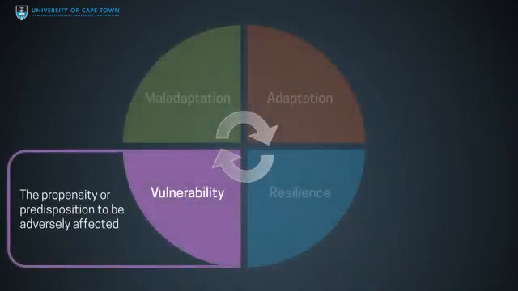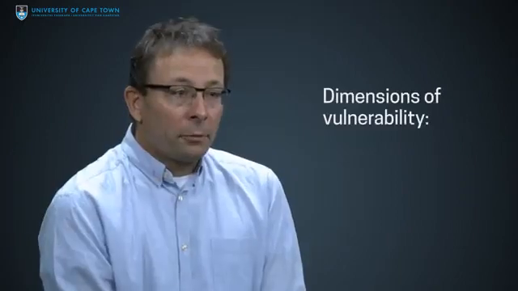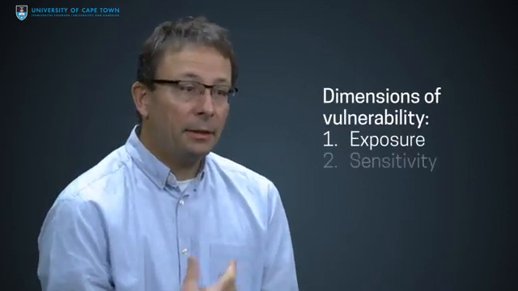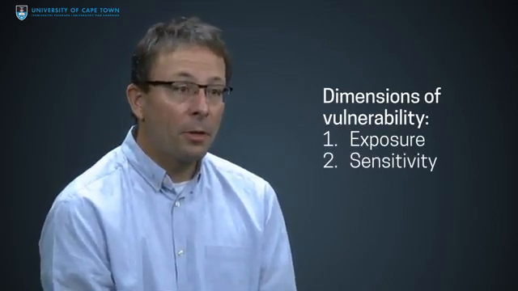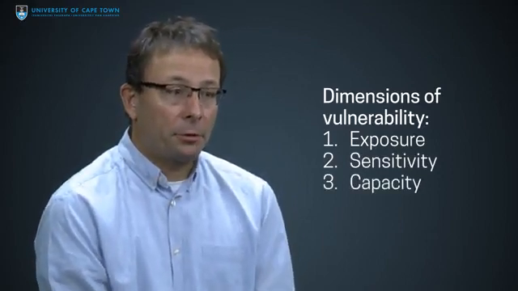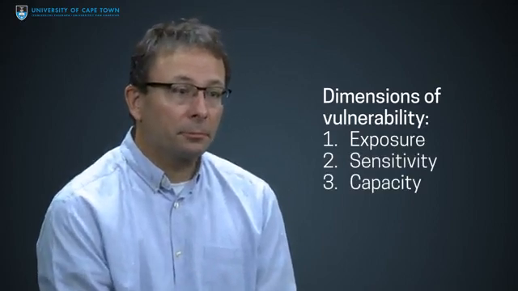And again, we can go back to the Intergovernmental Panel on Climate Change to come up with a commonly used definition of vulnerability, which is defined as the propensity or the predisposition to be adversely affected by a climate or weather event. Vulnerability often is thought of in terms of three different components. The first, exposure to a hazardous climate phenomenon. Secondly, the sensitivity or susceptibility to harm from that hazard. And then thirdly, the capacity to cope and adapt to that exposure and risk.